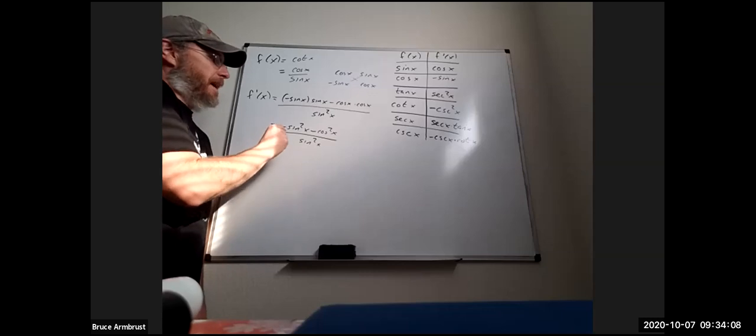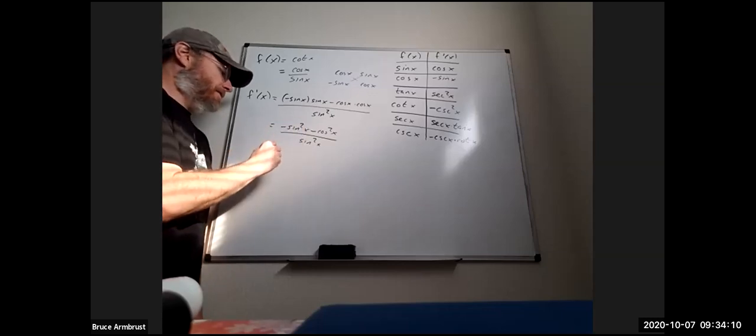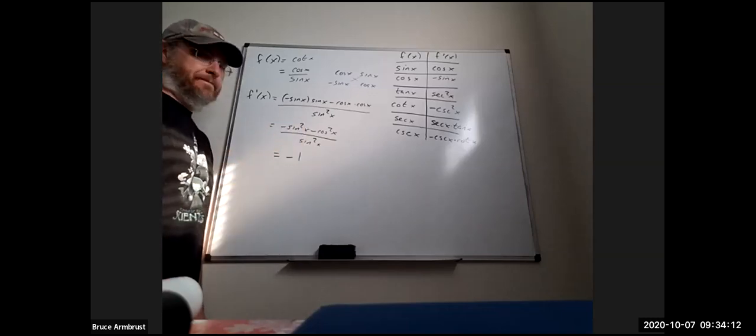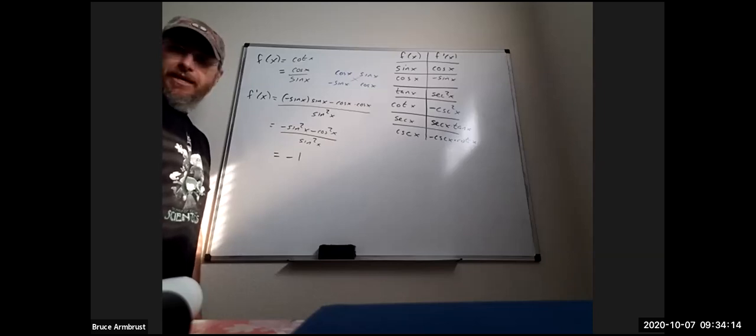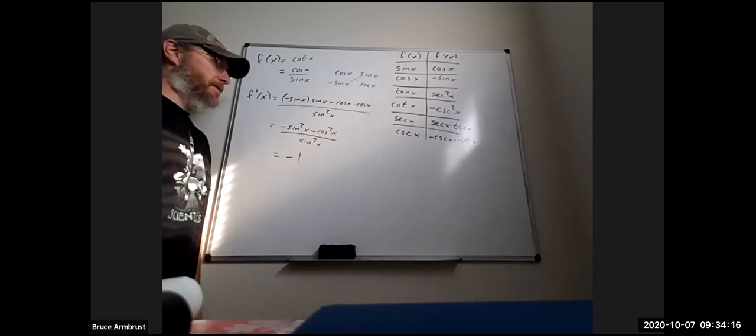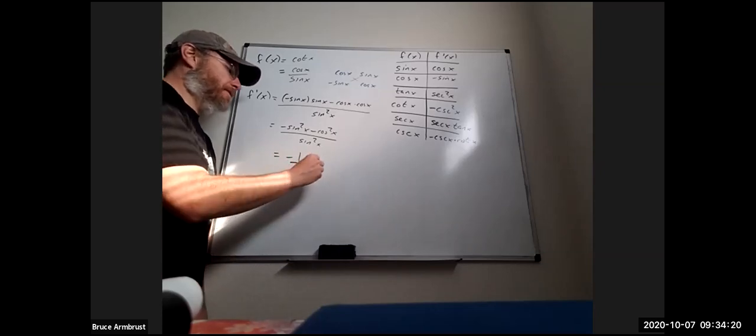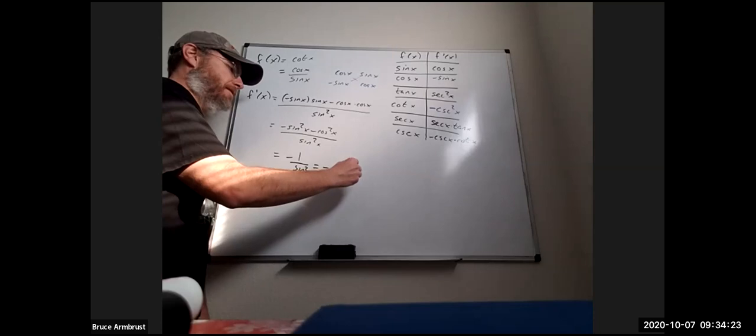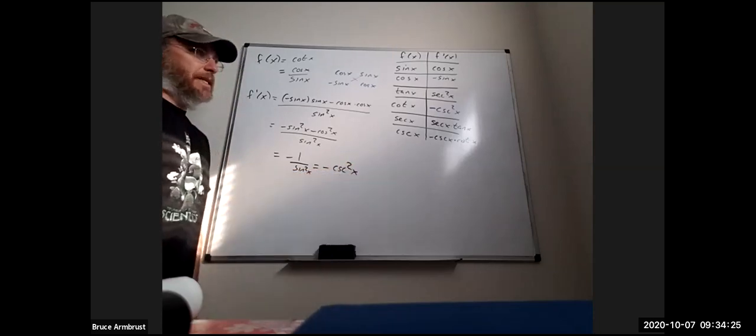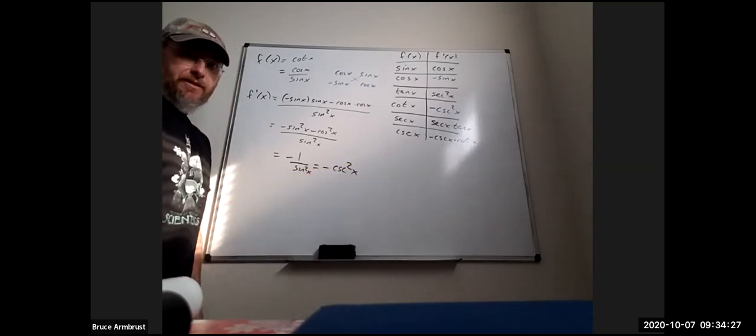All right, well, this guy, minus sine squared minus cosine squared, is actually equal to -1. Again, sine squared plus cosine squared is equal to 1, so it's -1 over sine squared. And 1 over sine is cosecant. So notice that we did get negative cosecant squared.